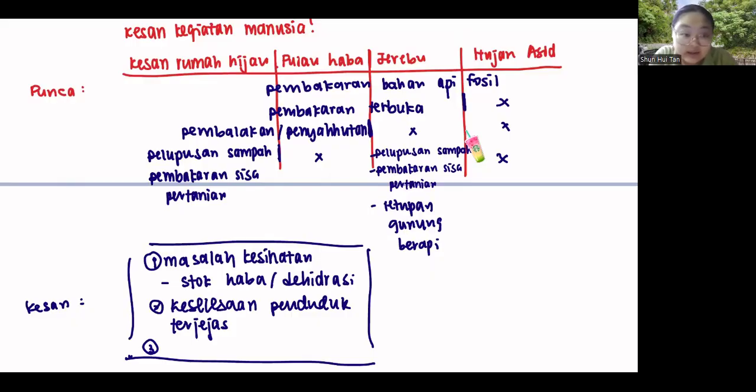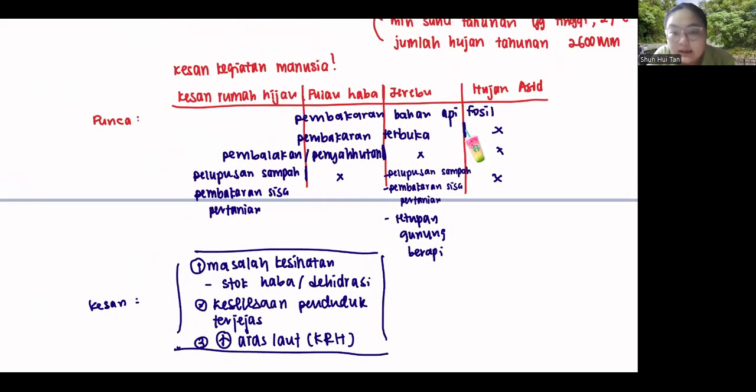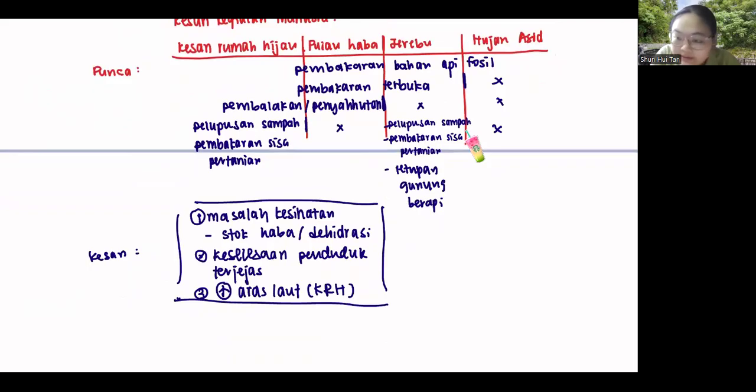The effect is what? The effect is, you can say it, pencairan ais, or peningkatan aras laut. But this one is for kesan rumah hijau only. Pulau Haba is hard to use this point. All right? Can. Just to summarize if they ask you.